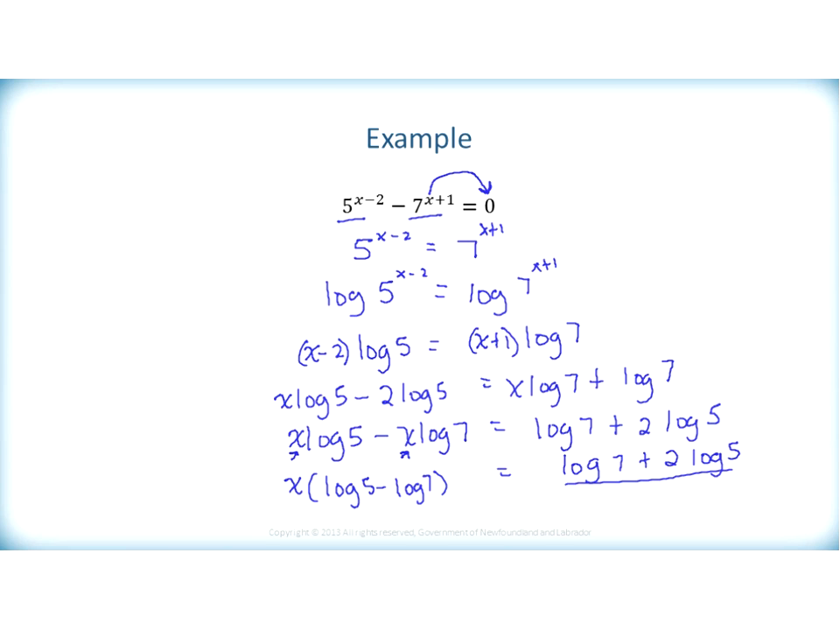Now we'll divide both sides by log 5 subtract log 7, so x will equal log 7 plus 2 log 5 over log 5 subtract log 7. And this will give us approximately negative 15.35.